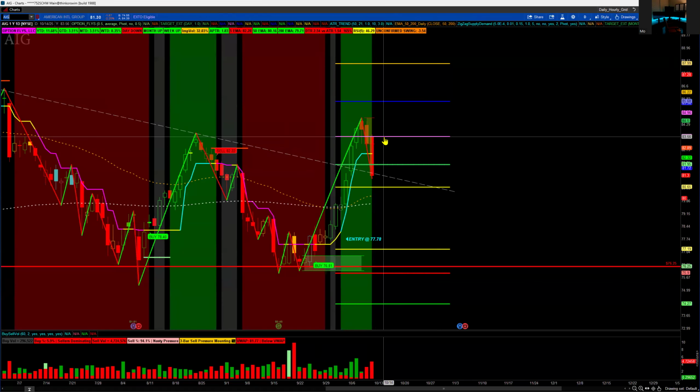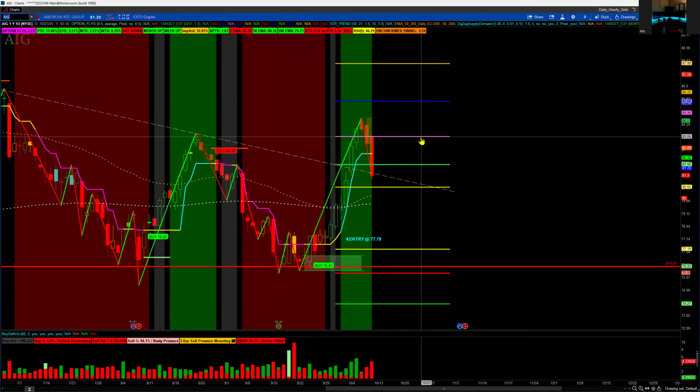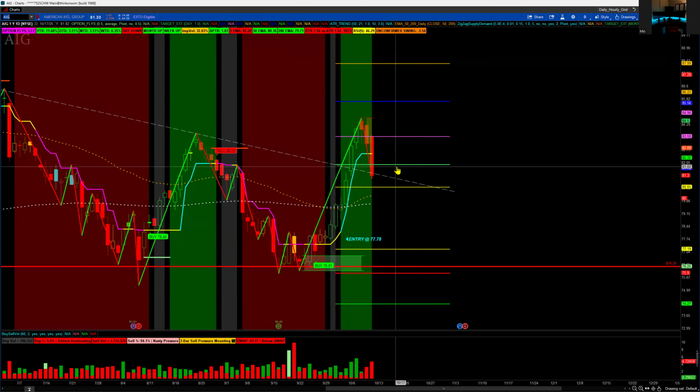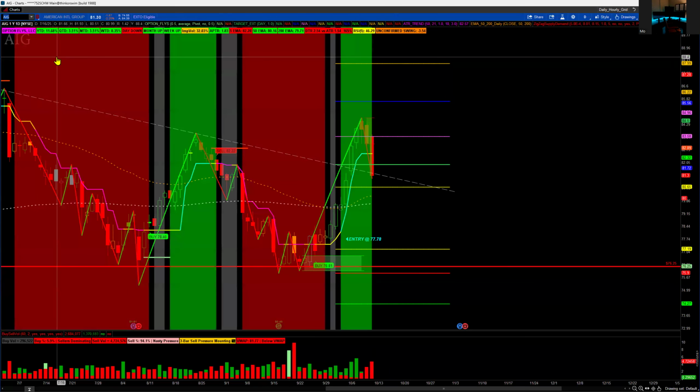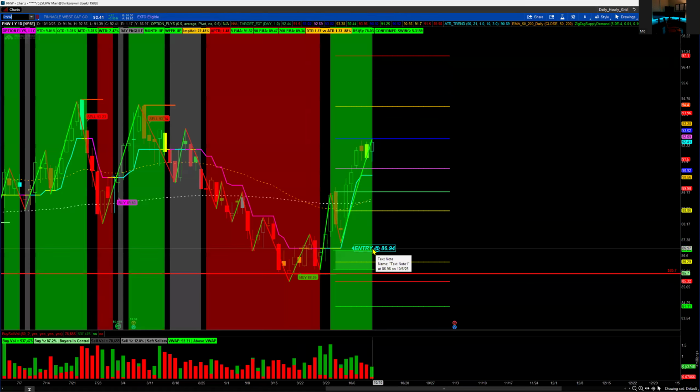So it went all the way up, and that was my target right there at the pink line. I exited here because of this high of this swing. So I exited this trade here. I'm just trying to help him. I still have this one open.